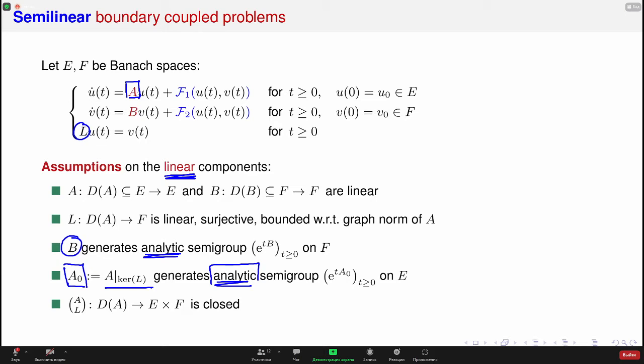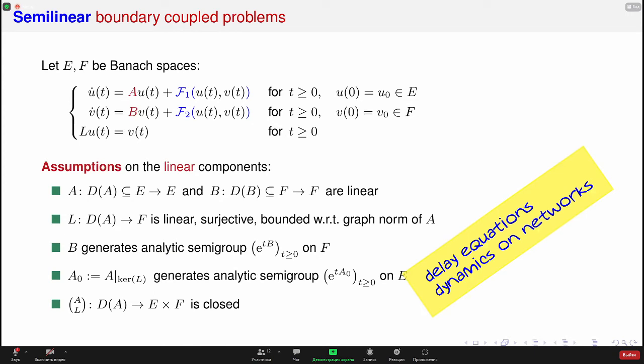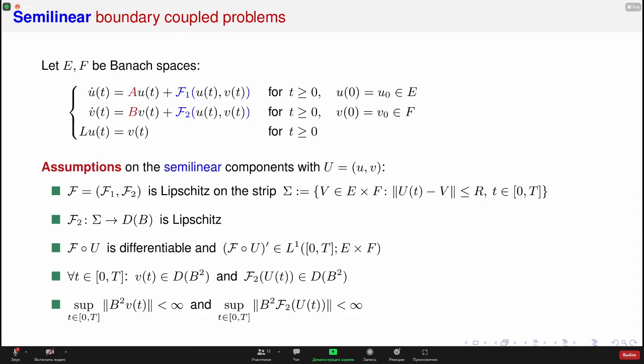Actually, I told you that this is a broader assumption. So this means that in this context, one can also treat delayed differential equations or also dynamics on networks. So if you choose these operators and spaces well, then we can also handle these problems. So this was only the linear part. Let me see what we have to assume for the semilinear components, so for the blue F components.